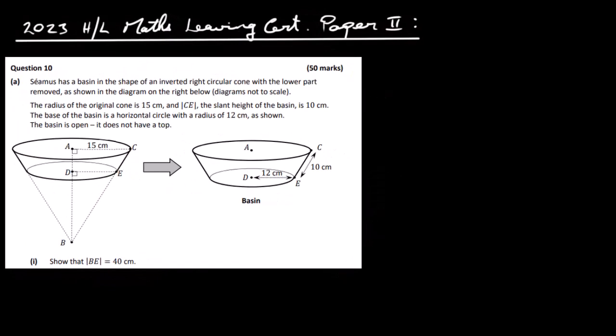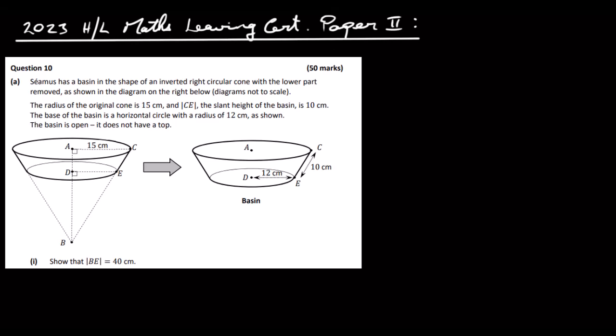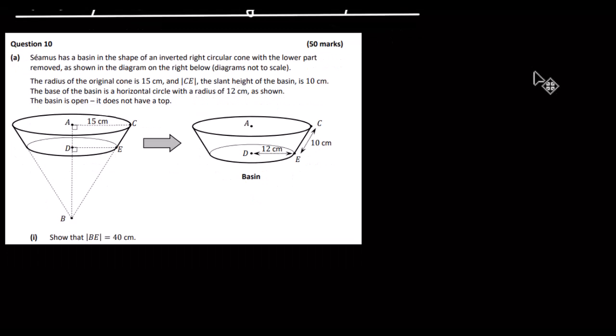Okay, so this is the last question then. This is 2023 Higher Level Maths Leaving Cert Paper 2, question 10. Seamus has a basin in the shape of an inverted right circular cone with the lower part removed as shown in the diagram on the right below. Diagrams are not to scale.